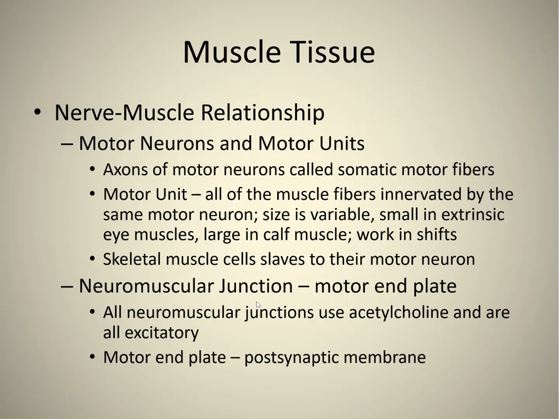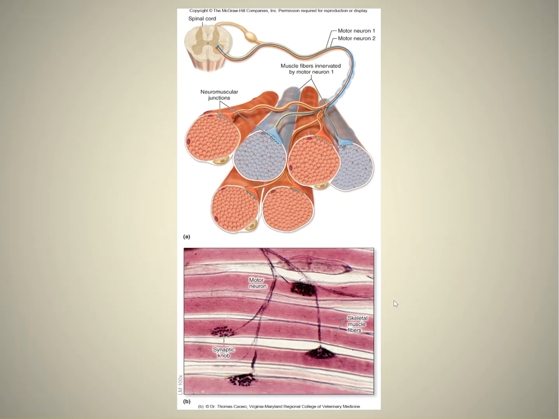They all use acetylcholine as a neurotransmitter, and they're all excitatory. We'll look at the motor end plate and the postsynaptic membrane. The presynaptic membrane is actually nerve tissue. The postsynaptic membrane is sarcolemma, the muscle cell membrane. Okay, slide 16 shows you two motor units here, the red motor unit and the blue one, and they're innervated by different motor neurons.